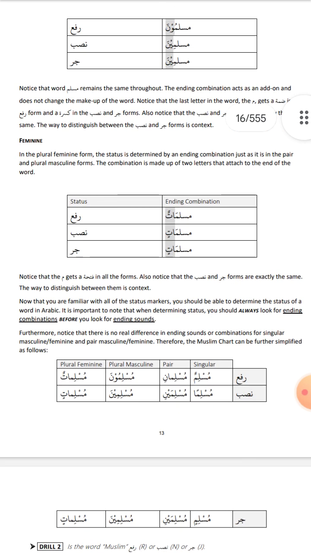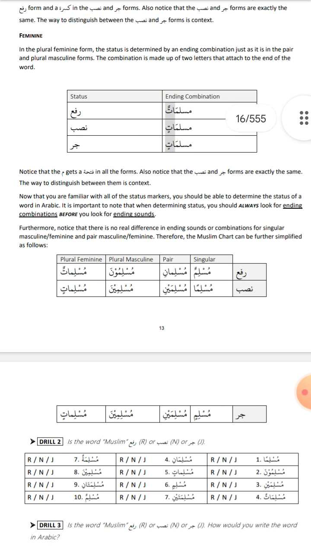Feminine. In the plural feminine form, the status is determined by an ending combination, just as it is in the pair and plural masculine forms. The combination is made up of two letters that attach to the end of the word. Status ending combination. Rafa, nasb, jar: muslimatun, muslimatin, muslimatin. Note that the meem gets a fatha in all these forms. Also notice that the nasb and jar forms are exactly the same. The way to distinguish between them is context.